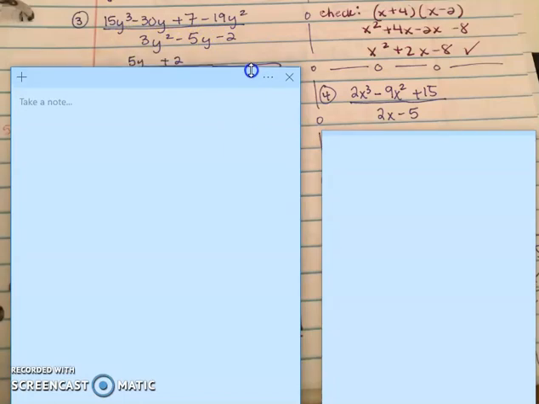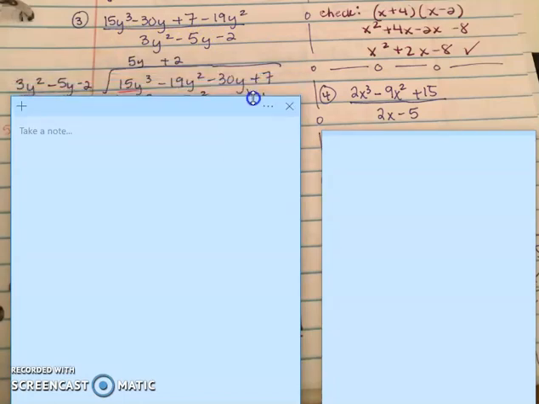You'll notice the polynomial at the top is actually not written in standard form, so I'm going to start by putting it in standard form and decreasing powers of y. So I've rearranged it a little bit: 15y cubed minus 19y squared minus 30y plus 7 will be my dividend. The divisor, 3y squared minus 5y minus 2, will be on the outside.